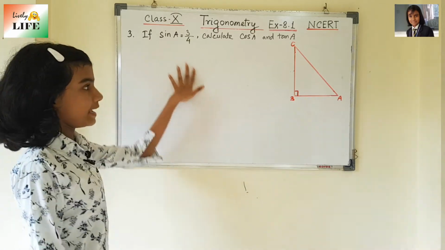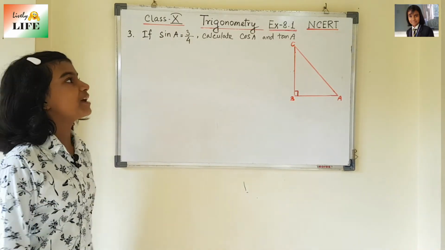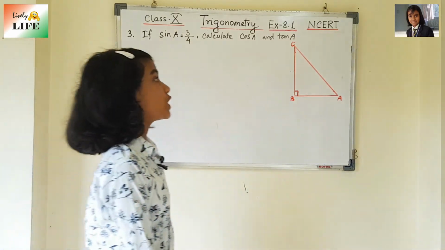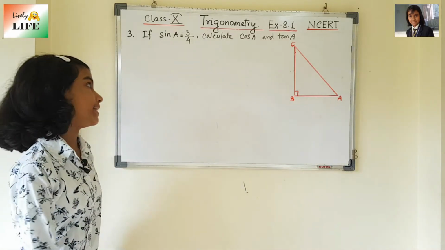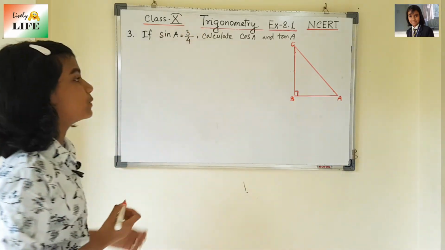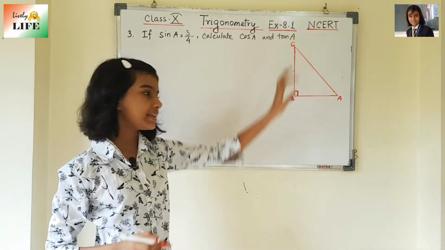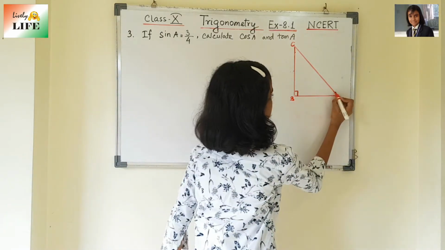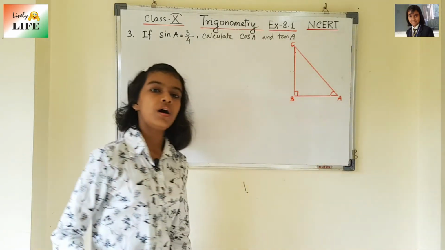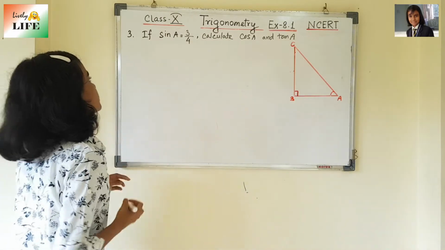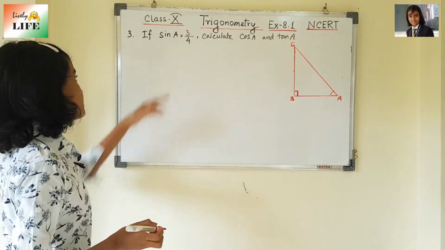If sine A is equal to 3 by 4, calculate cos A and tan A. Okay? If sine A is equal to 3 by 4, calculate cos A and tan A. We are going to do it in respect to angle A. Now, we know that sine A is equal to 3 by 4.